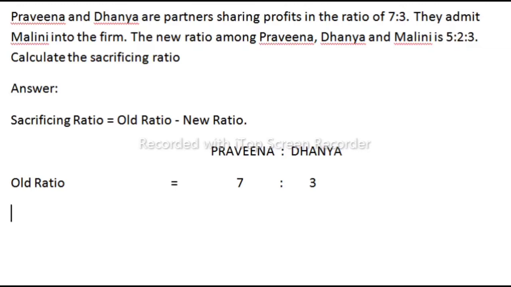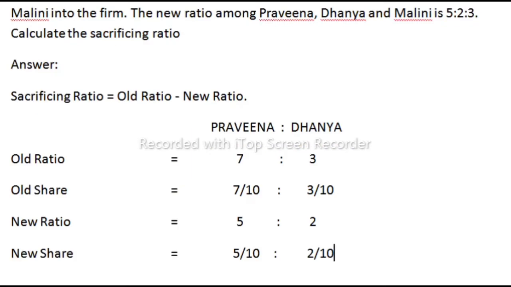So I'm going to write this as a share, that is, as a fraction. How can I write it as a fraction? The denominator, that is the bottom part of the fraction, is going to be the addition of Praveena and Danya's ratio. So 7 plus 3 is going to be 10. So the fraction can be written as 7/10:3/10. Next, they have given us the new ratio, which I have written down, that is 5:2:3.